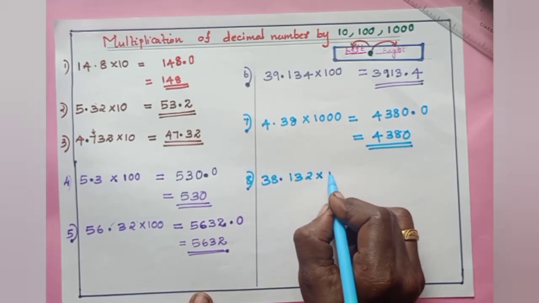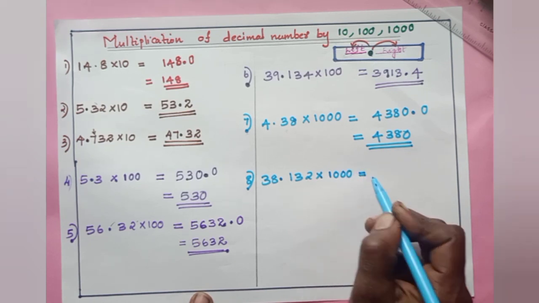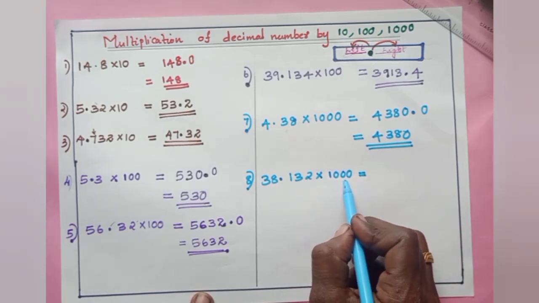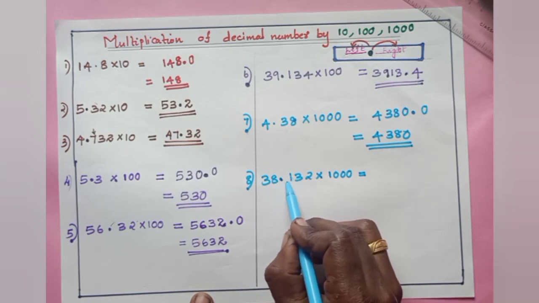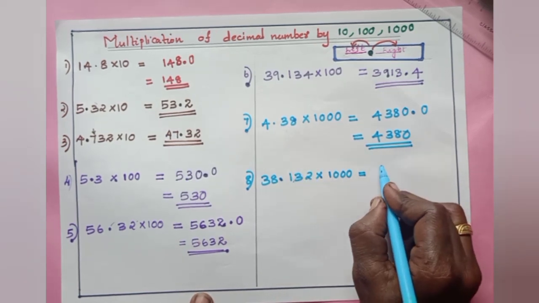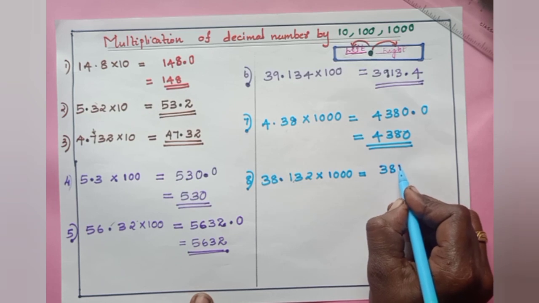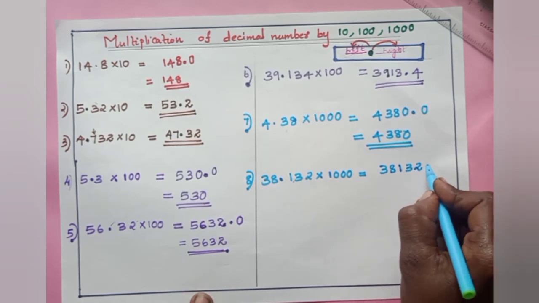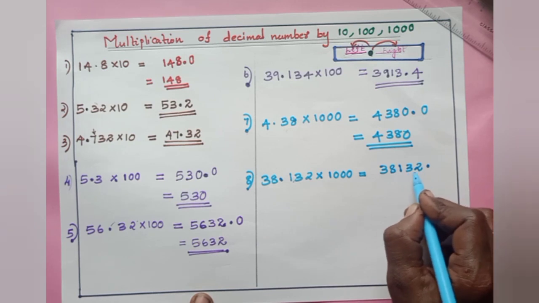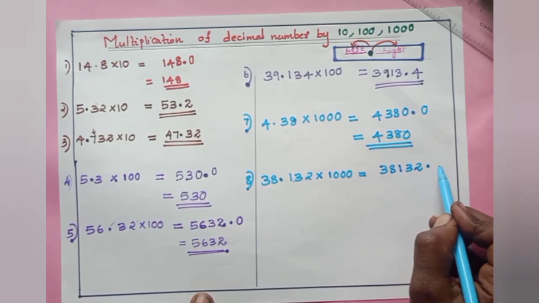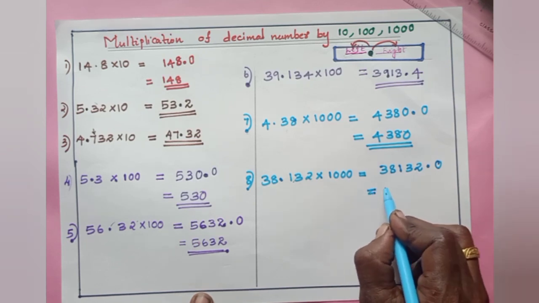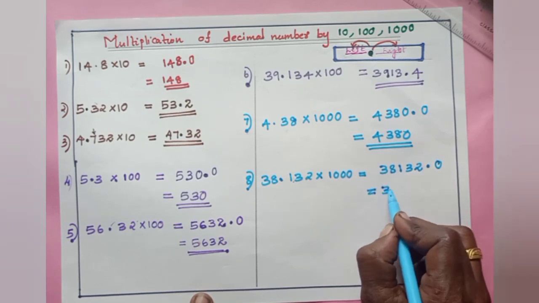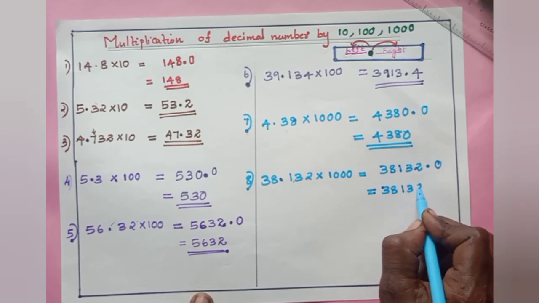38.132 into 1000. Multiply by 1000. Change into 3 decimal places. Right here 1, 2, 3. This is the decimal point. Move it right by 1, 2, 3 places. So we get 38.132, and the 3 places are 1, 2, 3 numbers. Okay, then point 0. That means 38,132 is the answer.